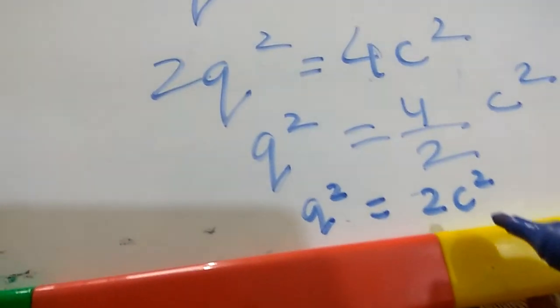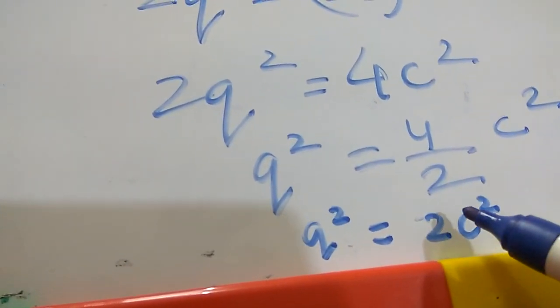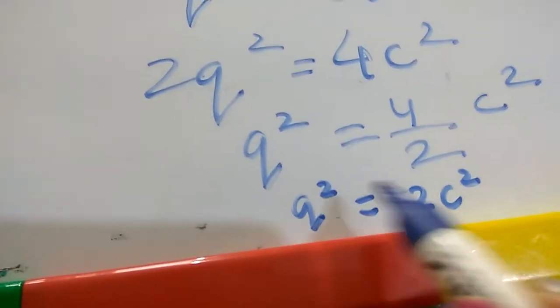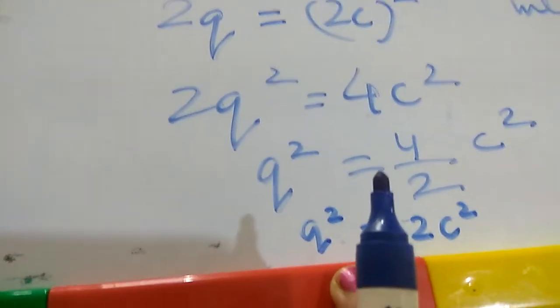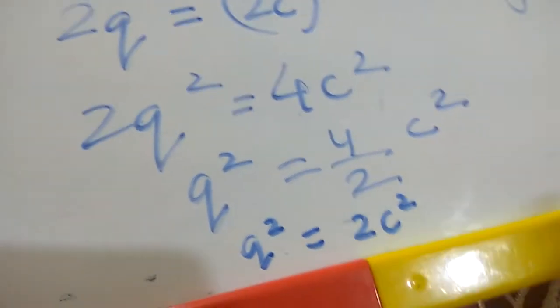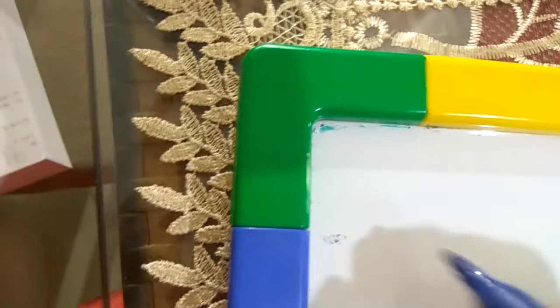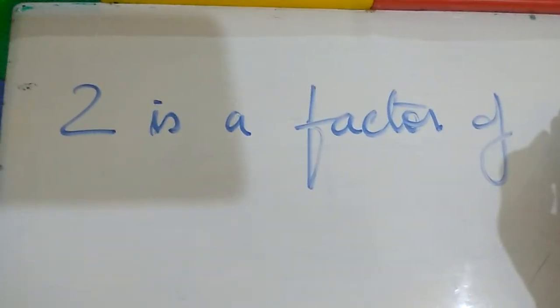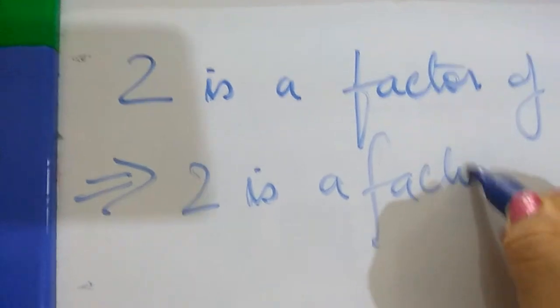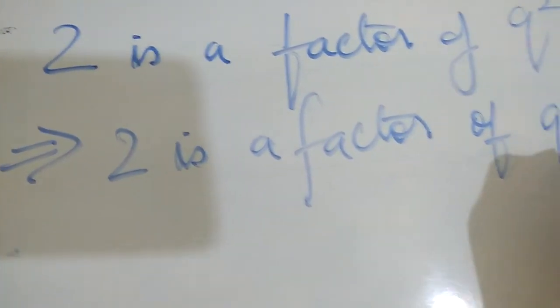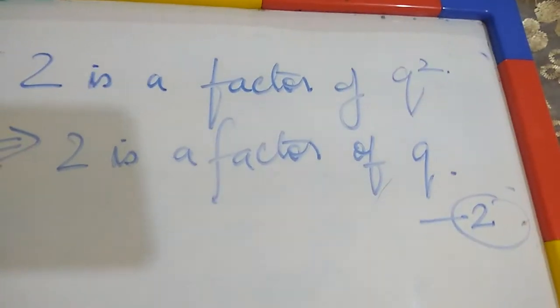Now again I have got that q squared has two factors, 2 and c squared. That means 2 is a factor of q squared. So again, by the fundamental theorem of arithmetic, 2 is a factor of q squared and also 2 is a factor of q. Let us call this equation 2.